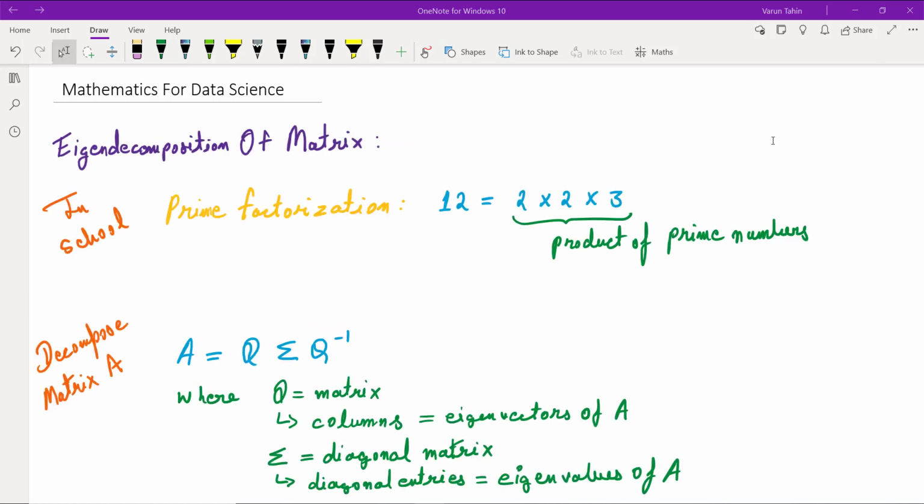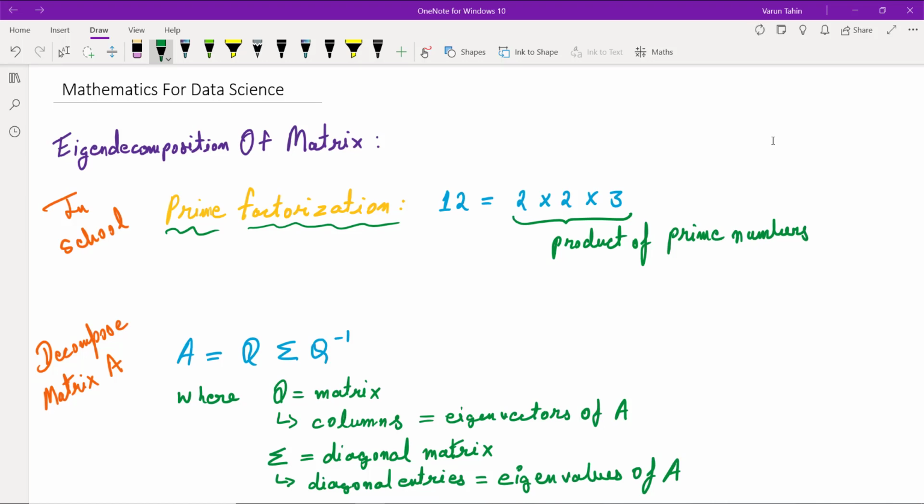Now that we have understood how we calculate eigenvalues and eigenvectors, let's move on to the next topic, which is eigen decomposition of a matrix. This topic is similar to the topic we studied in maths in school, called prime factorization, wherein we divide a number as the product of prime numbers.